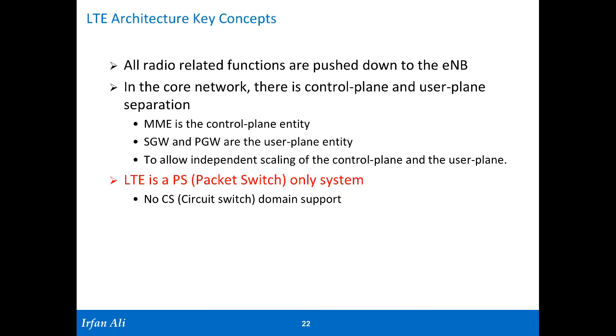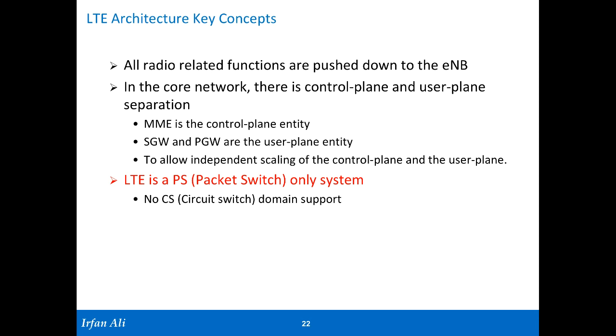So the key concepts of the LTE architecture are the following. One is that all radio-related functionality is pushed down to the base station, and that's all there in the E node B. For those people who are knowledgeable about the 3G architecture, we had another entity which was called the RNC, which was separated from the E node B, and we had two nodes, but now we are down to just one node, and all the functionality is down in the E node B.